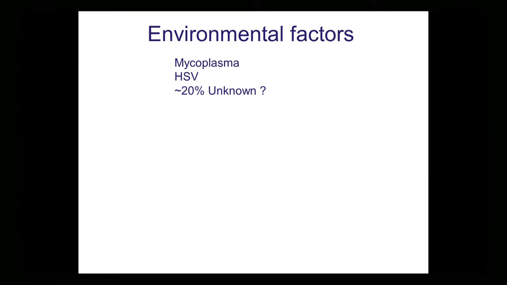Another factor is the environmental factor. Some pathogens, such as mycoplasma and herpes virus, can trigger the same reaction as that induced by drugs in Stevens-Johnson syndrome. Also about 10 to 20% is still unknown, so-called idiopathic. But considering idiopathic, sometimes we just don't know what the factor is. It's not necessarily a distinct category; it's really unknown.